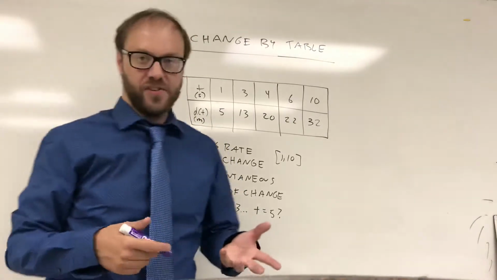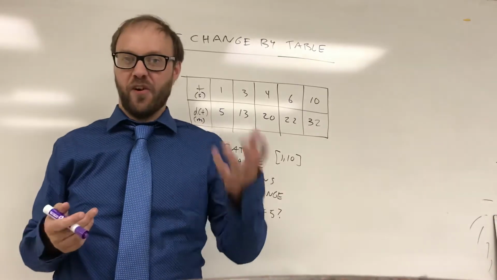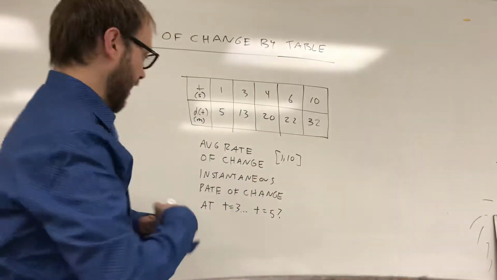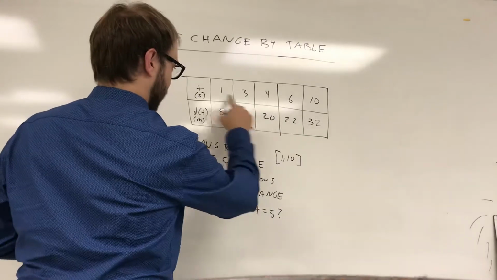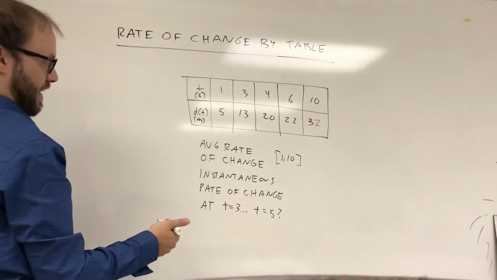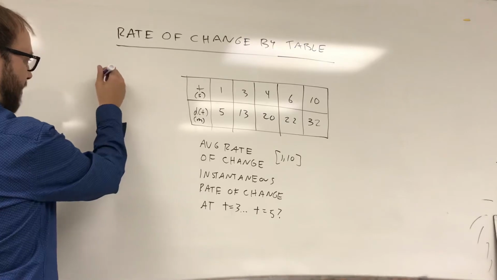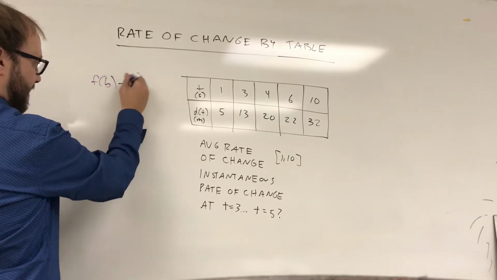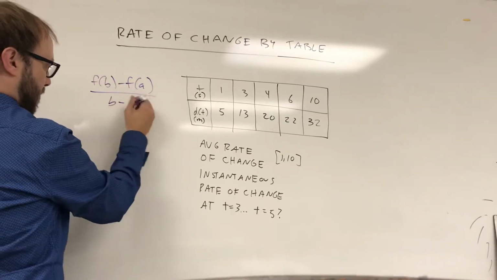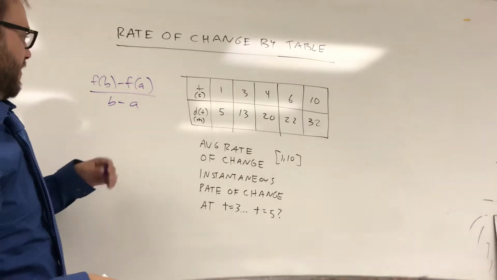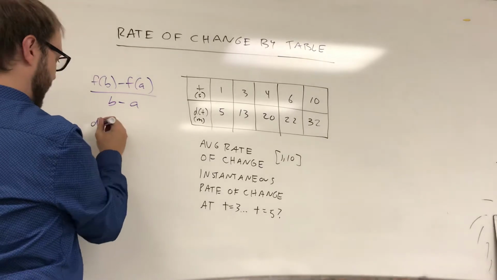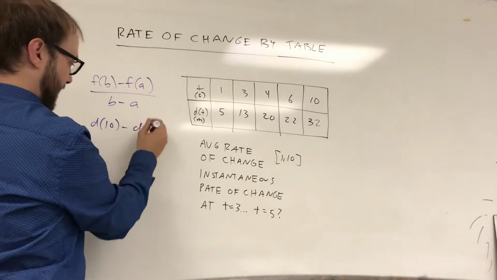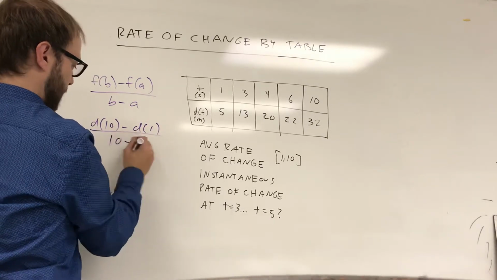Average rate of change is really just a slope from your starting point to your ending point. And so we're looking at the average rate of change over the entire interval between t equals 1 and t equals 10. Okay, so technically average rate of change is f of b minus f of a all over b minus a. In this particular case, actually, our function is function d, so it's going to be d of 10 minus d of 1 all over 10 minus 1.